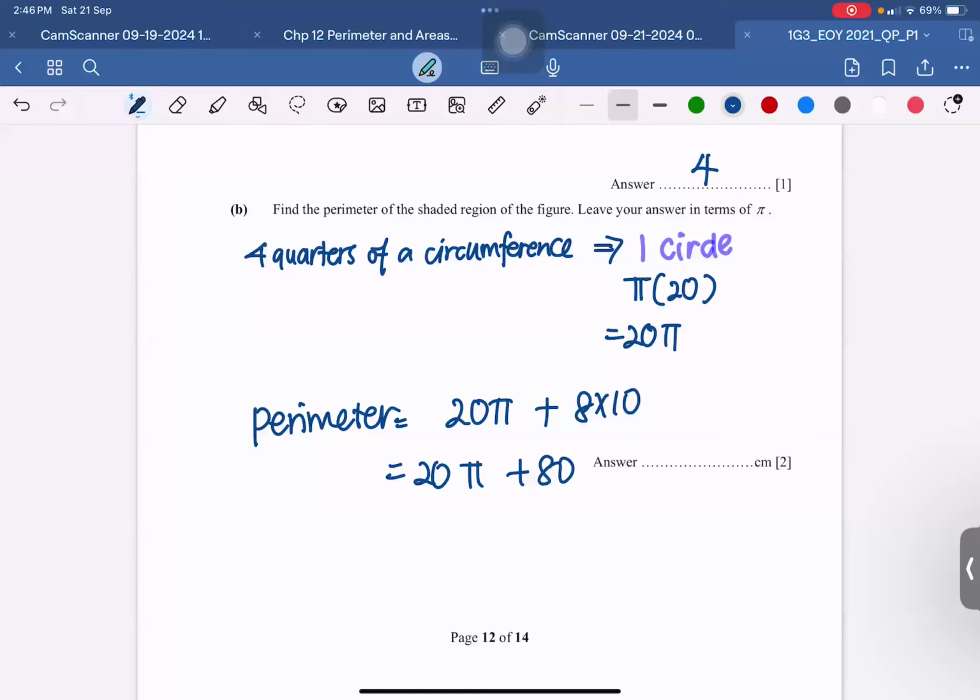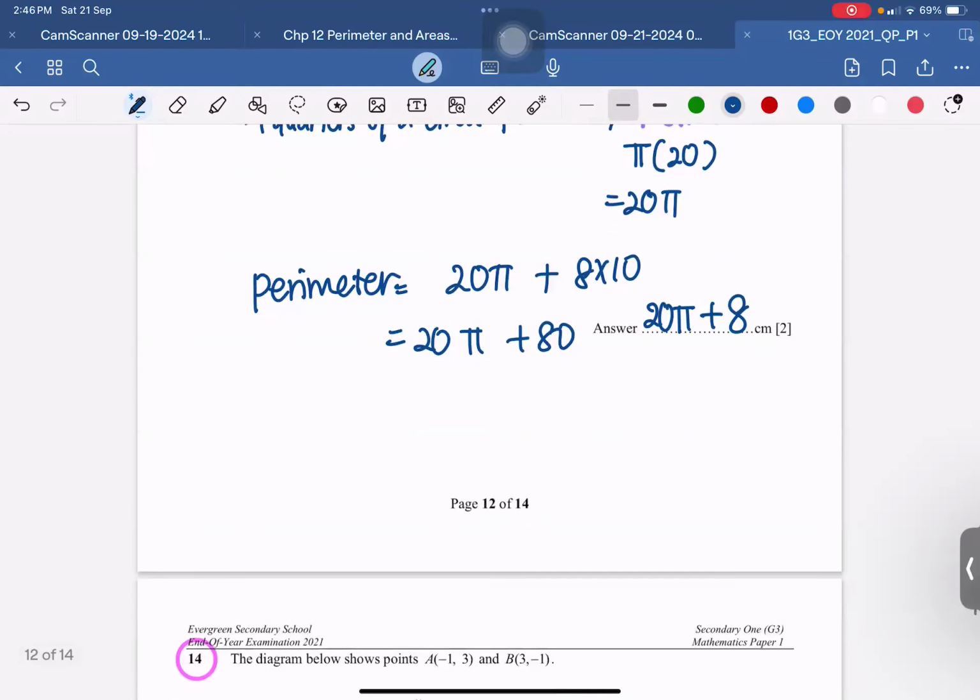Right? Can we add this together? Is there a pi over here? There's no pi over here, right? Can we add this together to make it 100 pi? In the last quiz, some of you went to add the numbers together. If you do not add the numbers together, this is the answer, okay? The answer is 20 pi plus 80 cm. Leave this as the answer. Is this okay?